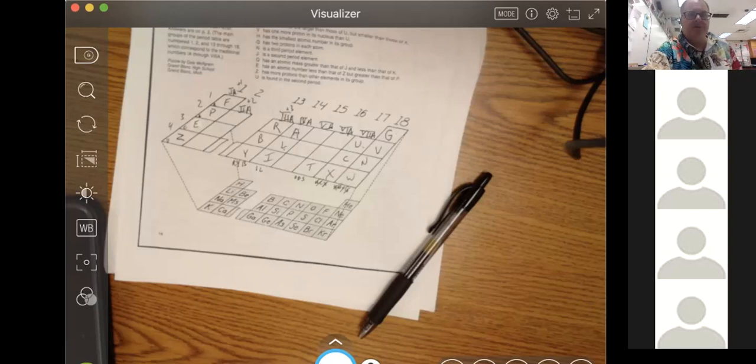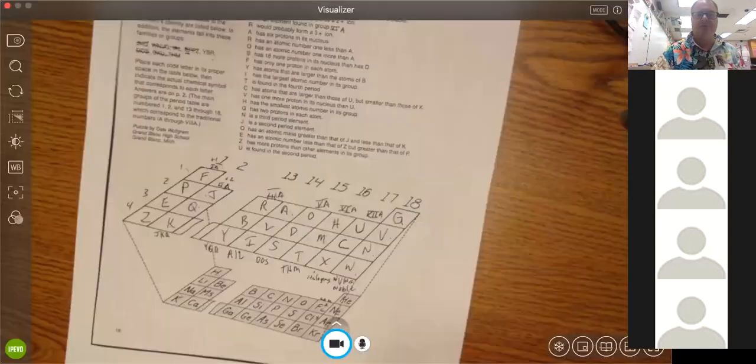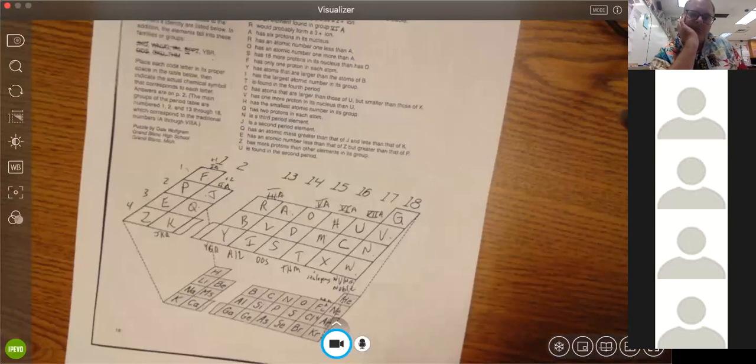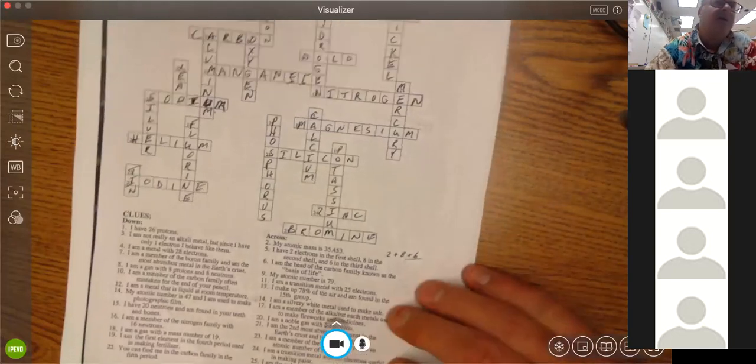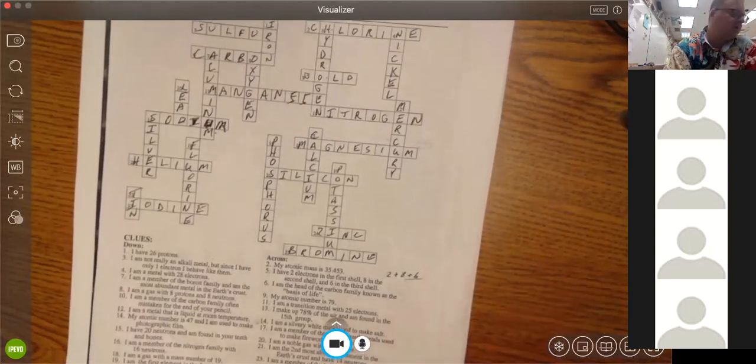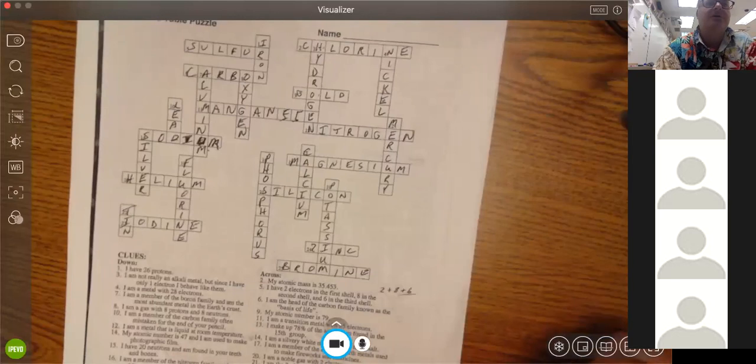There's the completed table, so you can check your answers with that. It's also in the calendar. Oops, there you go. It's also in the calendar. And for the back, that's a basic review of, what element am I? You can take a look there. The answers are also in the calendar as well.